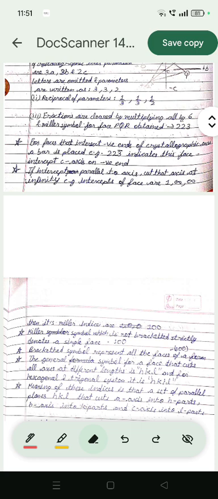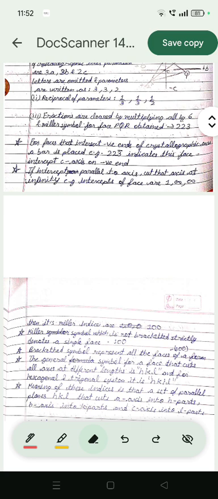A Miller symbol which is not bracketed strictly denotes a single face. 1 0 0 here represents only a single face of the crystal, and a bracketed symbol represents all the faces of a form. Bracketed 1 0 0 represents all the faces of a crystal form.